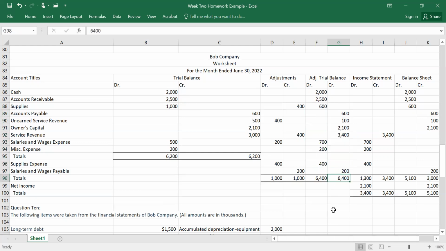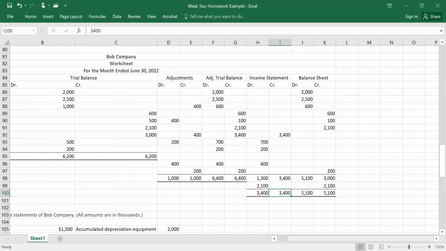Next thing we have to do is the income statement. So of course we just take revenues and subtract our expenses. Here we have our revenues, 3,400. We have our expenses, 700 for salary and wage expense, 200 miscellaneous expense, 400 supply expense. If you add those expenses together, they're 1,300. The 3,400 for revenue just carries down. Then 3,400 minus 1,300 is 2,100. That is our net income amount. If we add 1,300 and 2,100, we get 3,400. This 3,400 just comes down.